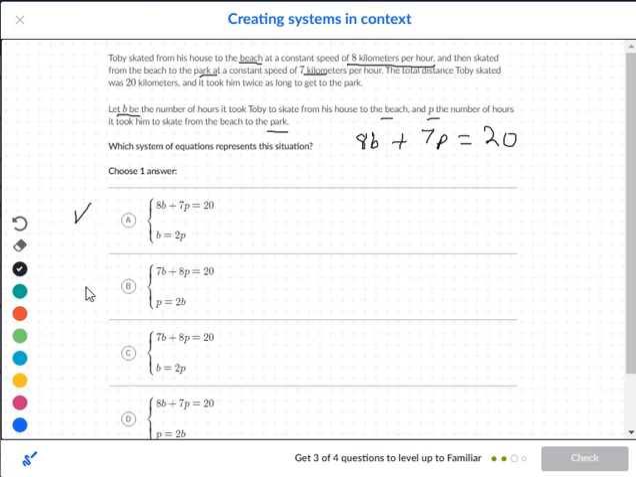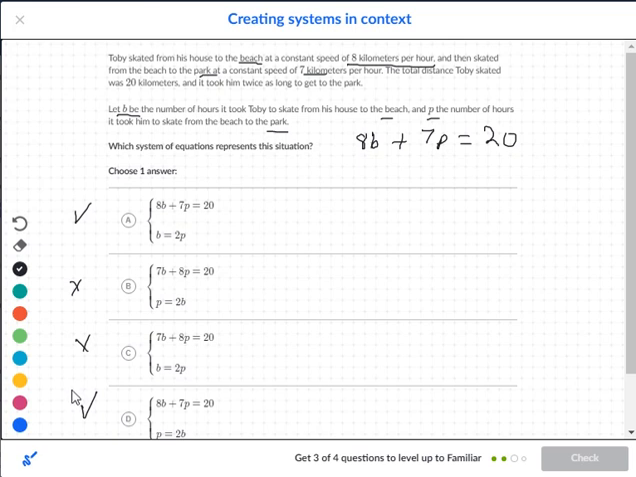This wouldn't be B, because B is backwards, because we want 8B plus 7P. So this is no good. So 8B plus 7P, it's either going to be A or D.